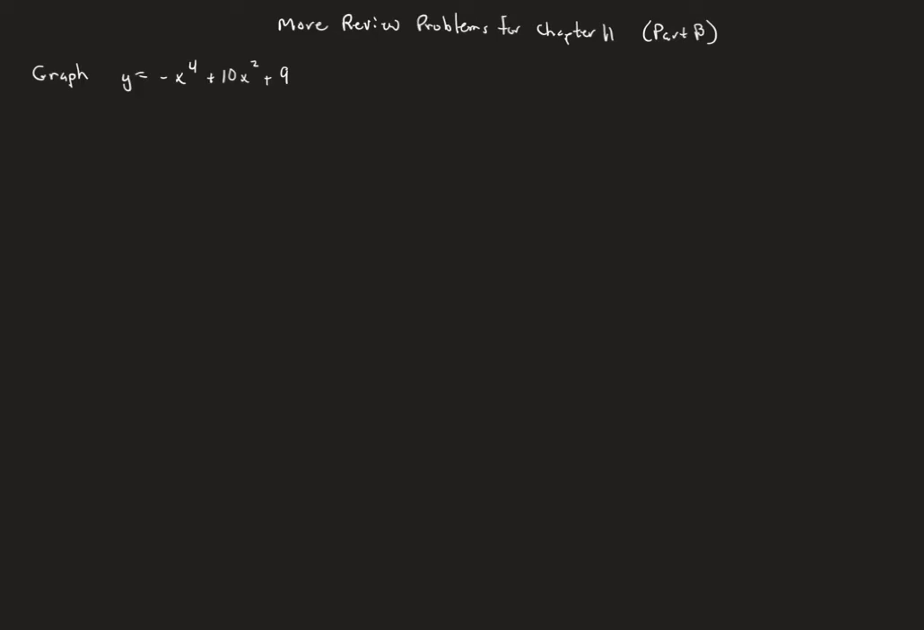So this is the second part in our review for the Chapter 11 test. Here we're going to try to graph a couple of polynomials. We need to get it into factored form first, and there's no need to do the rational root theorem. That's a long winding road that we can do more efficiently. This, if you can recognize it, is what we call quadratic form.